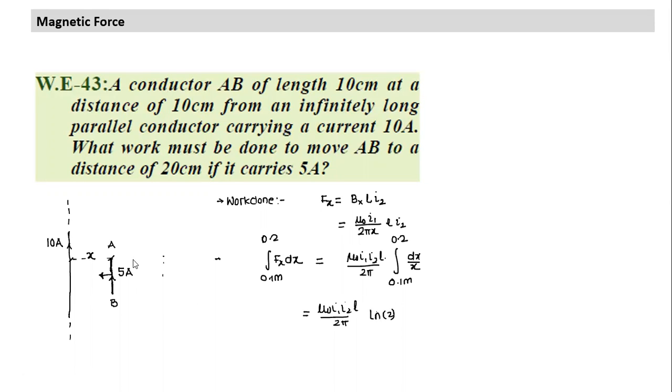So what we notice here is that whatever work I need to do to move it from 10 centimeter to 20 centimeter, the work done to move from 20 centimeter to 40 centimeter will also be equal. So work done is proportional to the ratio of distances. The work done from 10 to 20 will be the same as from 20 to 40, the same from 40 to 80, and so on and so forth.